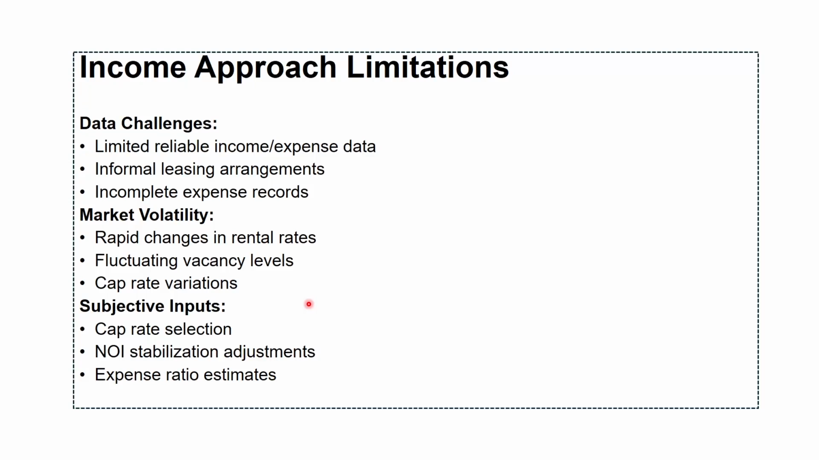Then we move to income approach limitations. So, of course, there are limitations. Data limitations are perhaps the most significant challenge in the Indian market. Many property owners maintain informal records, right? There are no proper records. Then we have unregistered agreements that might not reflect the true market condition. This makes it difficult to establish accurate rental rates and lease terms for valuation purposes.